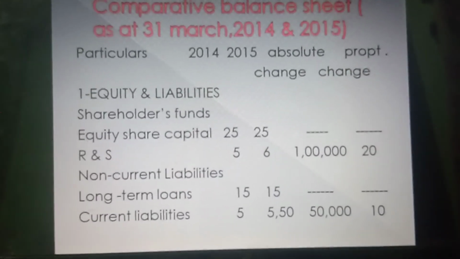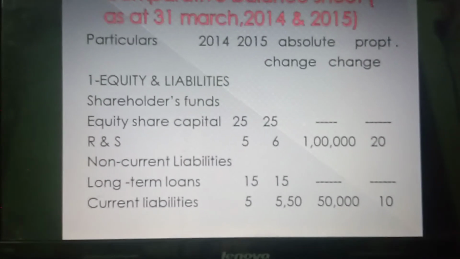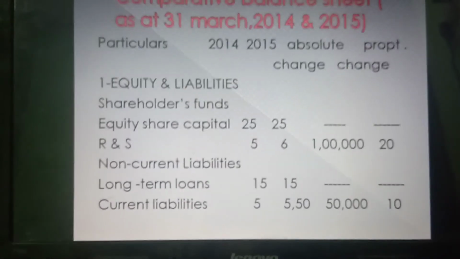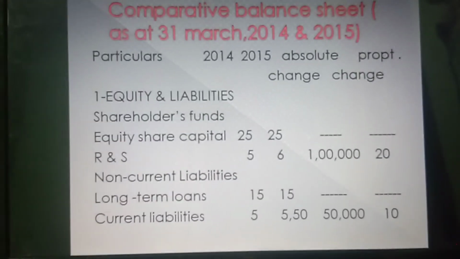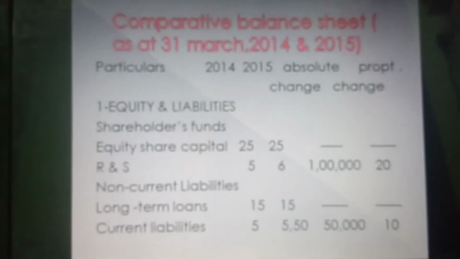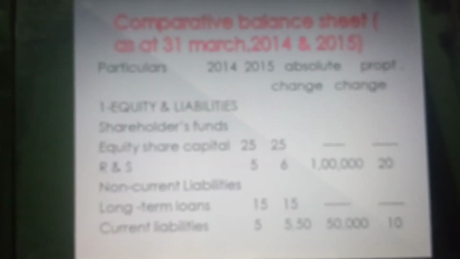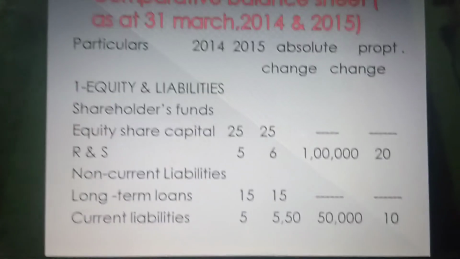Now again, if we study the balance sheet, the long-term loans are rupees 15 lakh in the year 2014, while 15 lakh again you can see in the 31st March 2015. Now again, no absolute change, no changes in percentage, so both will be nil. Now move to the current liabilities, students.